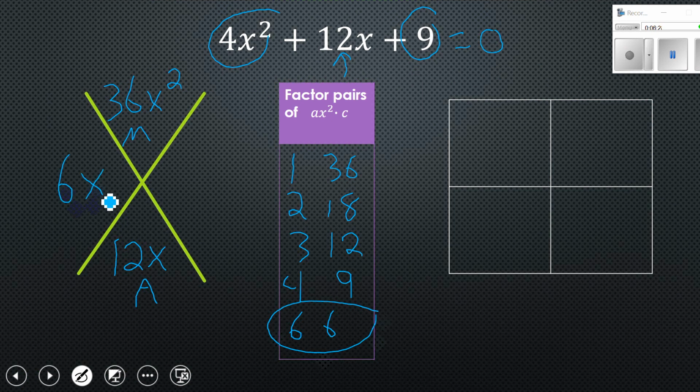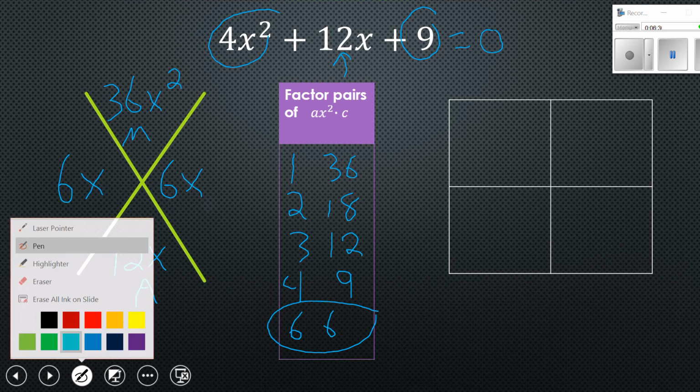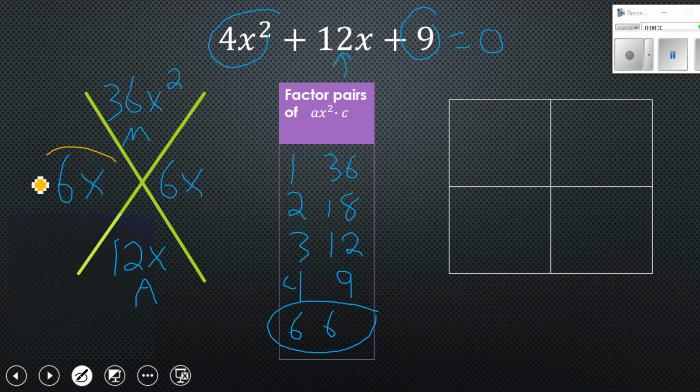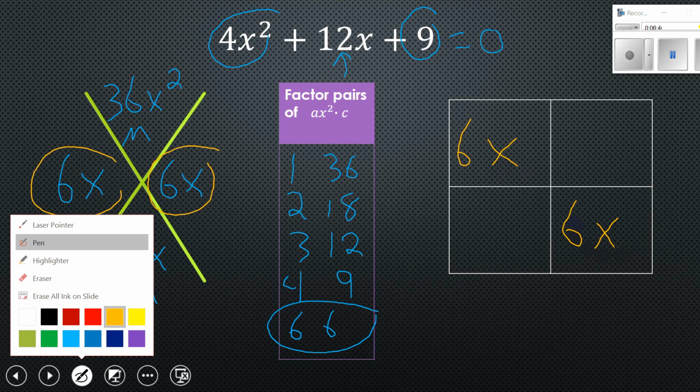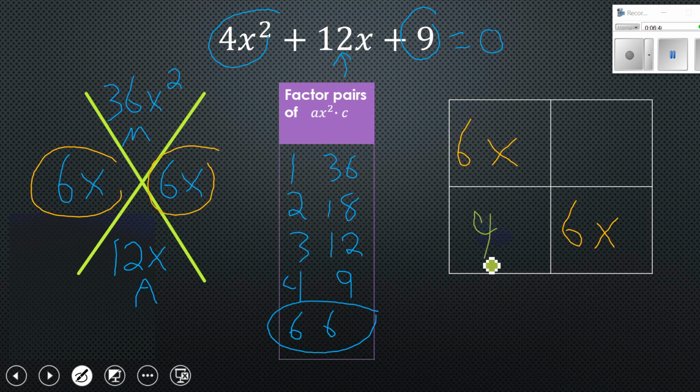So we're going to put a 6x and a 6x. Now remember where those pieces go. These two sides of the diamond go on a diagonal. So they need to go on a diagonal here. And then we're going to bring over our other pieces from the original equation. So in this case, I have 4x squared, which is our ax squared term, and our 9, which is our c.